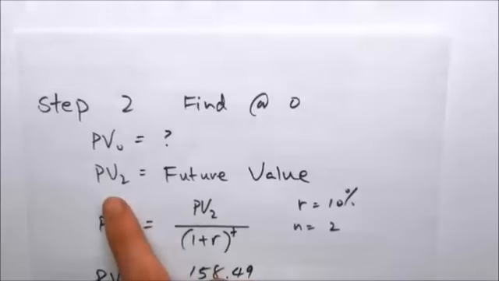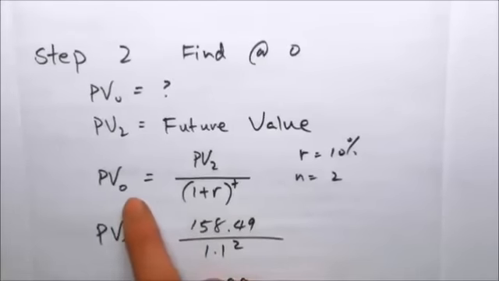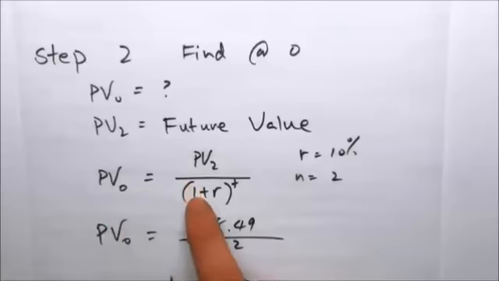At the moment we have PV2, which means we know the present value at year 2, but what we actually want to find is the present value at year 0. We know this is a future value, so we can use the discounting formula: present value equals future value divided by 1 plus r to the t. This is the discounting formula that we showed in the first 2 videos. If you don't remember that equation, I suggest you go back and have a quick look at the first 2 videos.